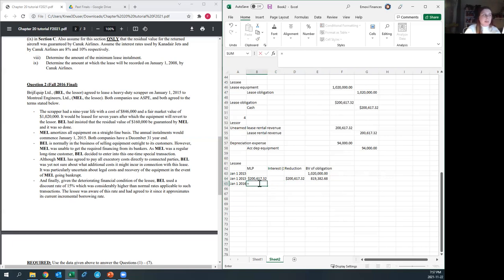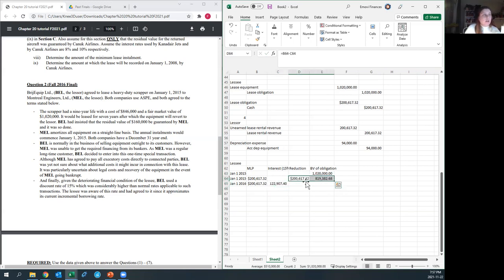So our minimum lease payment is the same here. Our interest is calculated on the book value. So on the $819 times our interest rate. Our reduction is basically the $200,000 minus the 122. So $77,000 is going to come and reduce our obligation on January 1st.